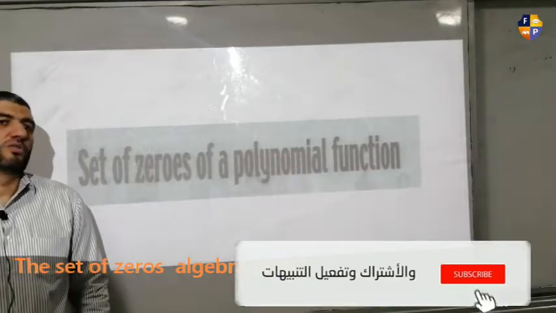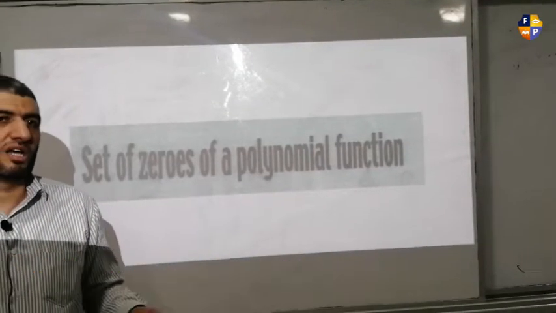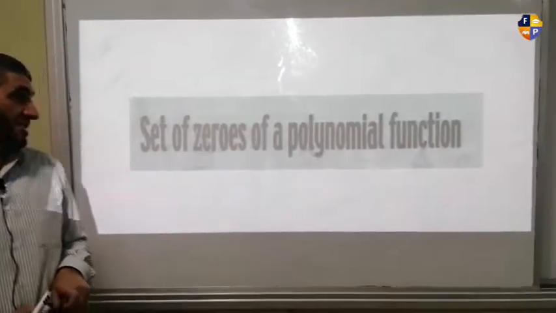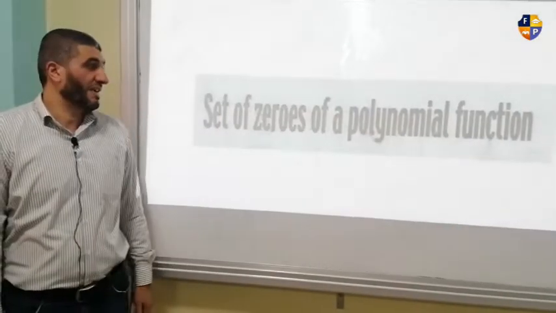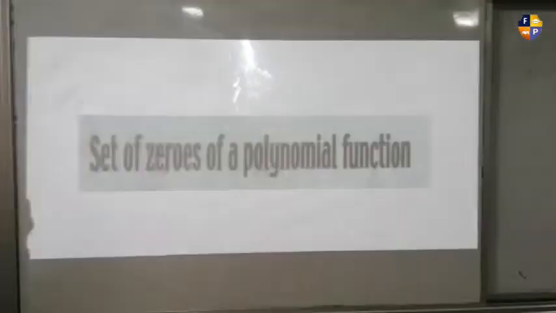Morning. We take now the lesson in the first unit in algebra prep 3. It is called set of zeros of a polynomial function.